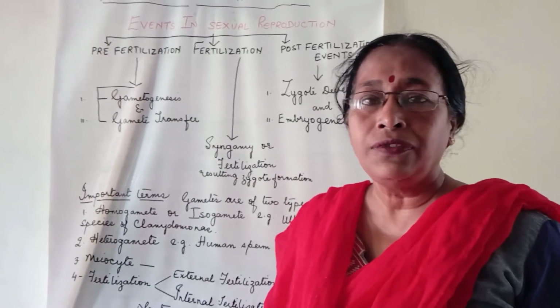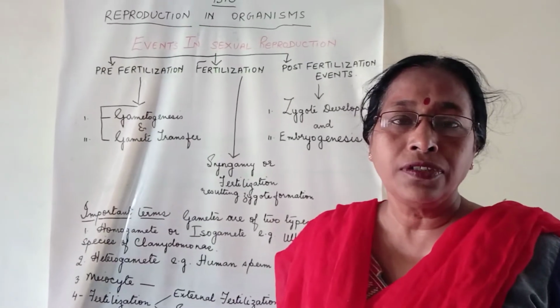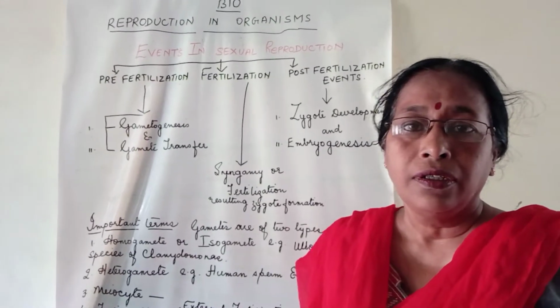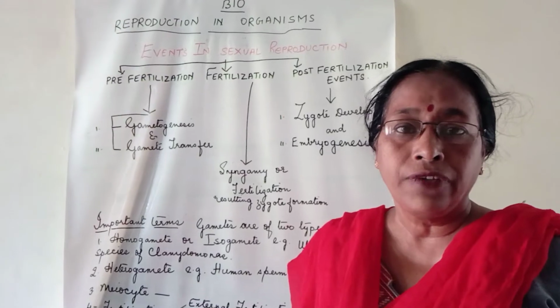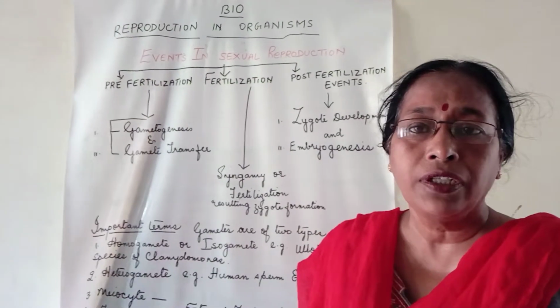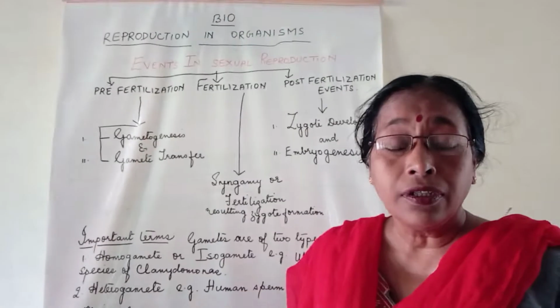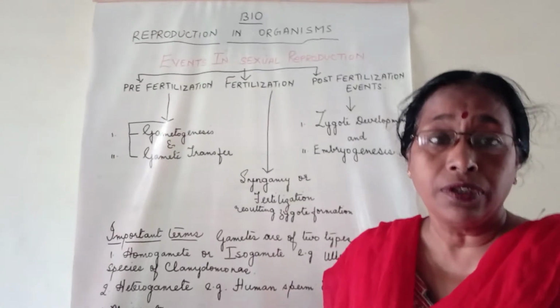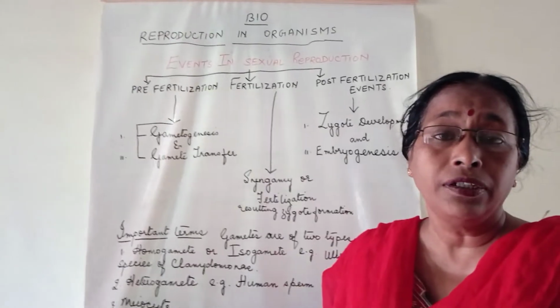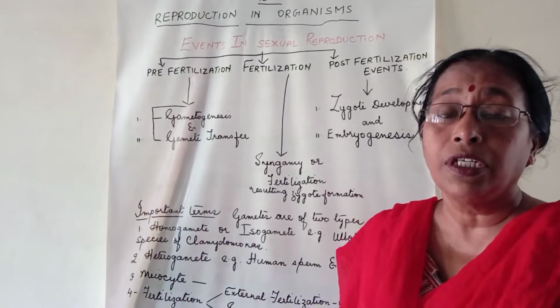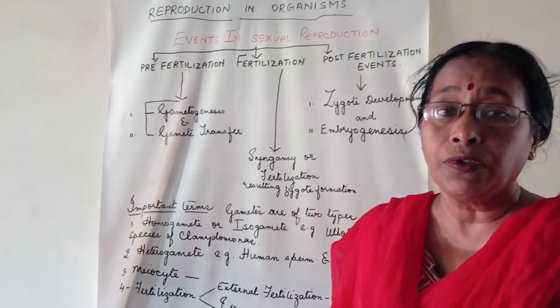Students, in the earlier videos, we have learned about asexual reproduction in plants and animals. We have learned about the phases in the life of an organism. We have also seen the unique flowering patterns exhibited by different plants. Now, today we are going to learn about the events in sexual reproduction.